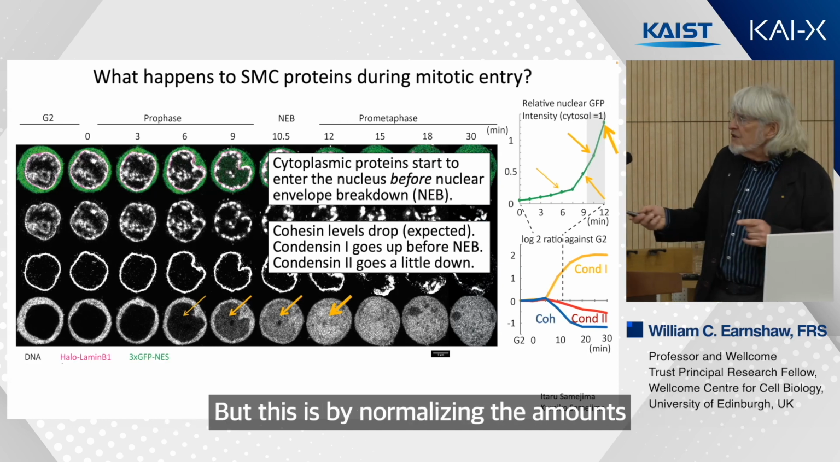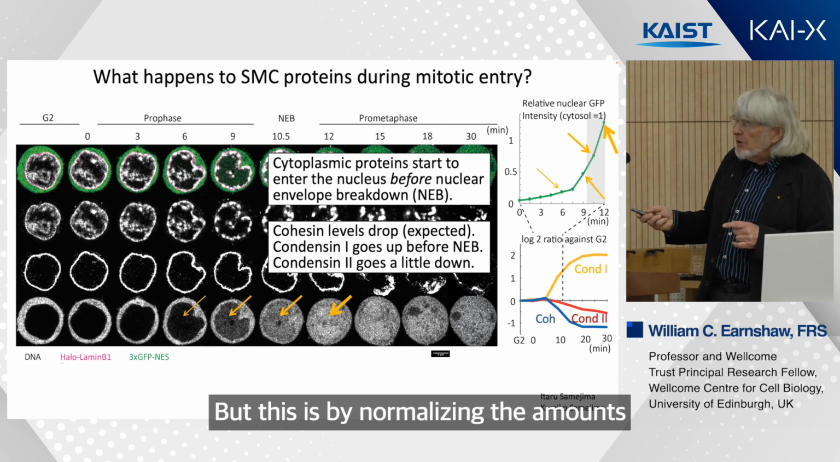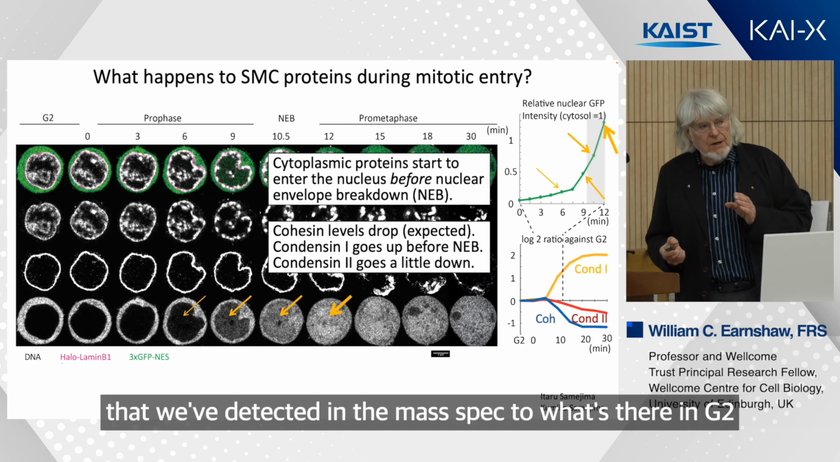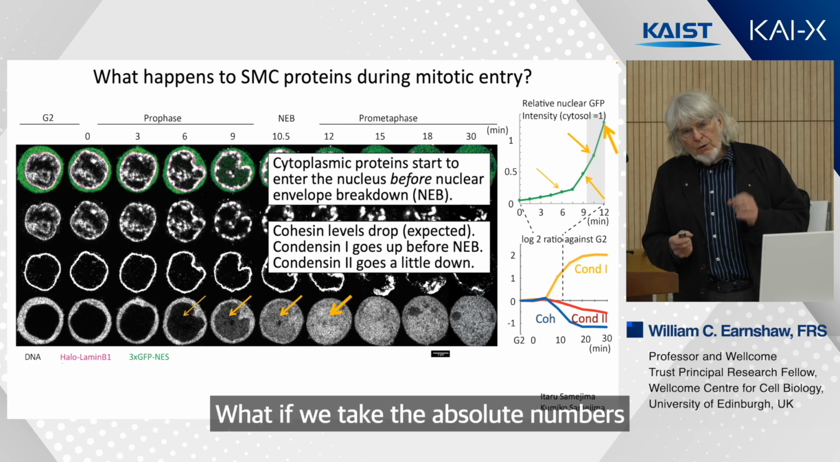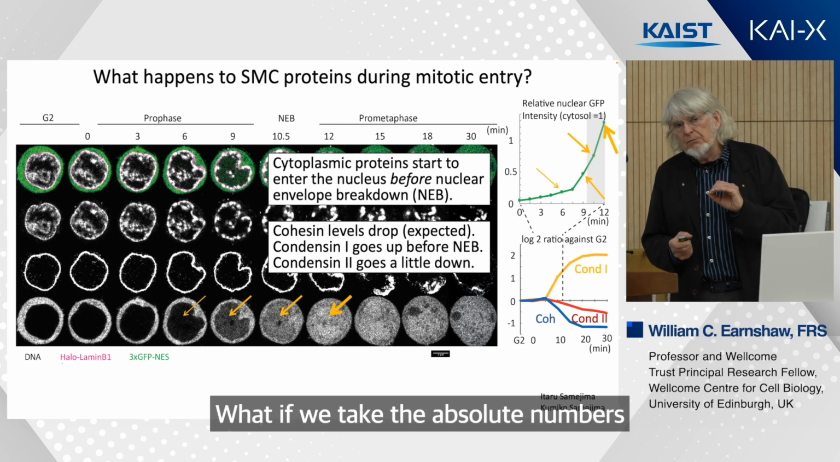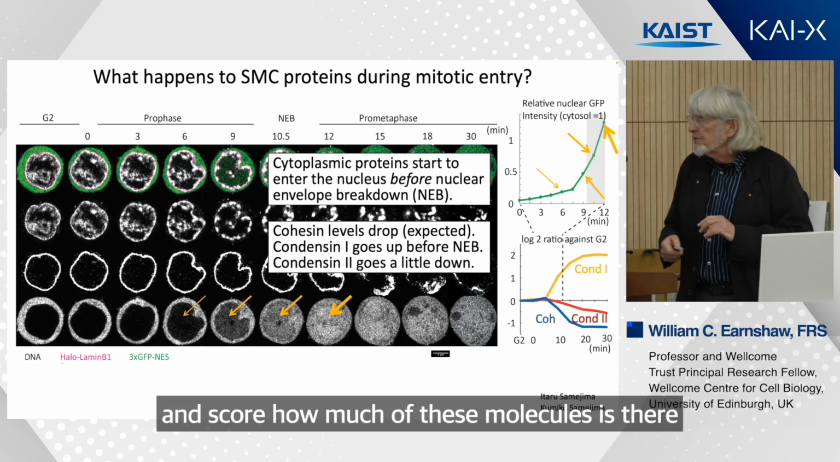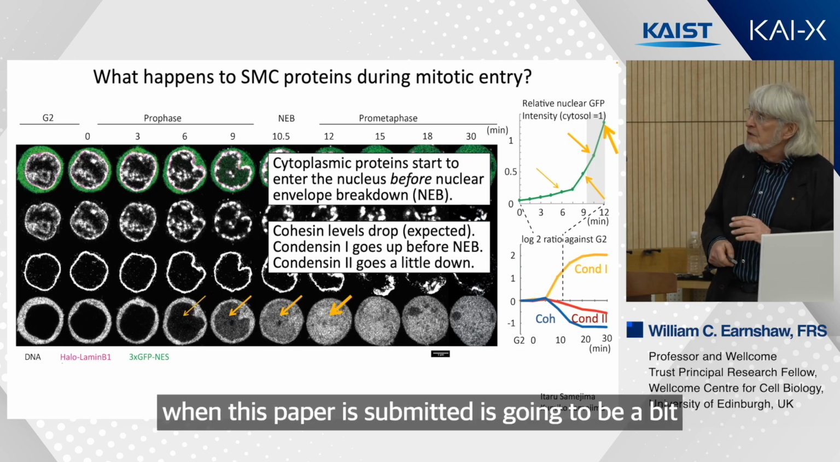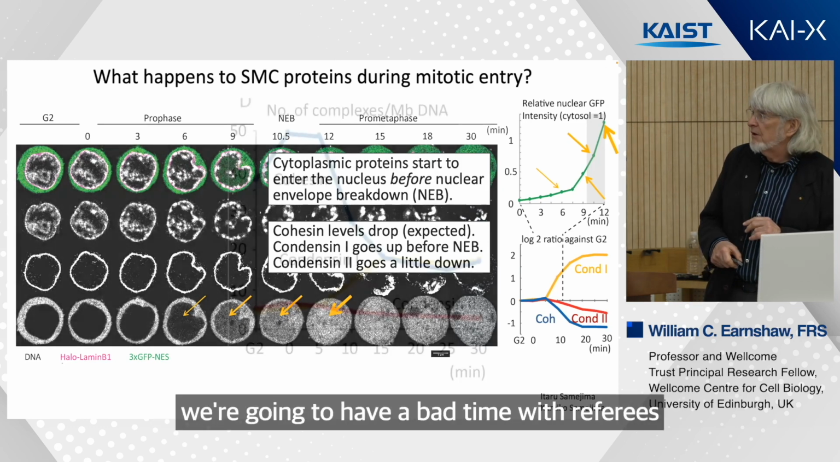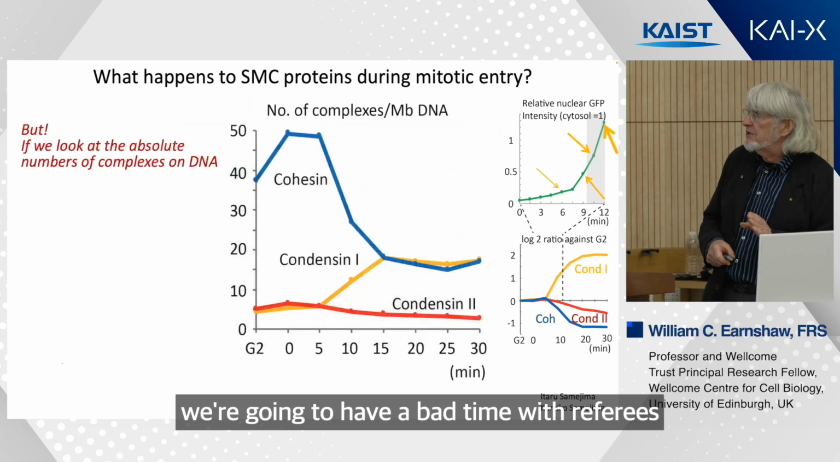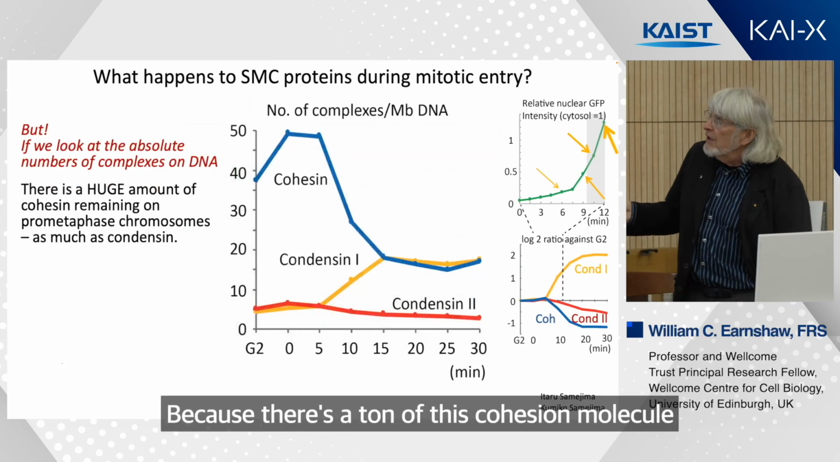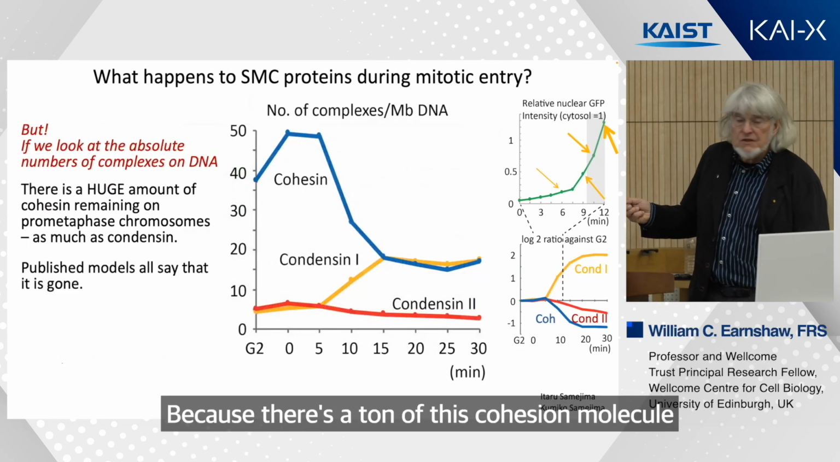But this is by normalizing the amounts that we've detected in the mass spec to what's there in G2. What if we take the absolute numbers and score how much of these molecules is there? Then we get something that, when this paper is submitted, we're going to have a bad time with referees. Because there's a ton of this cohesin molecule.